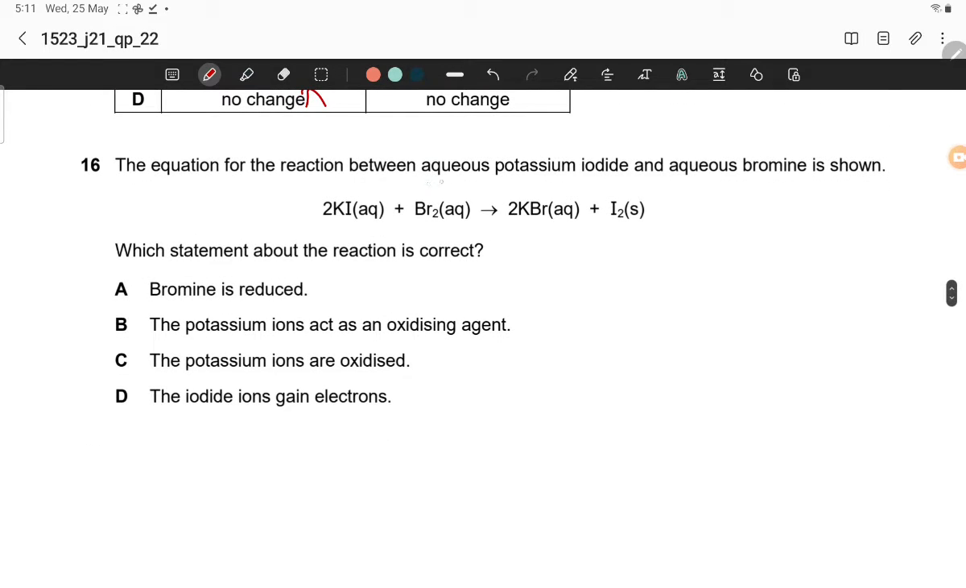The equation for the reaction between aqueous potassium iodide and aqueous bromine is shown. Which statement about the reaction is correct? Bromine is reduced, because of a decrease in oxidation state. Iodide ion is oxidized, because of an increase in oxidation state. So which option is correct? Bromine is reduced. This option is correct.